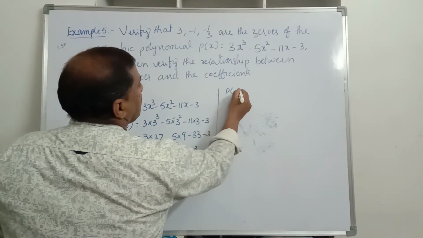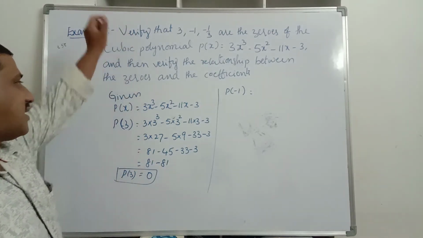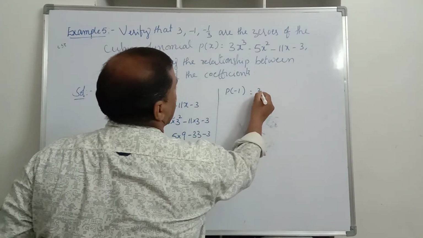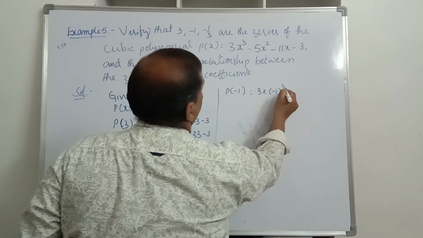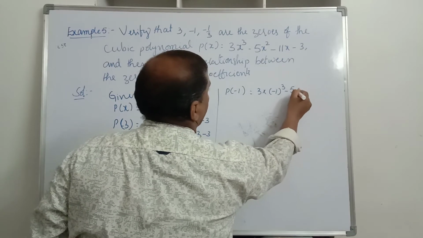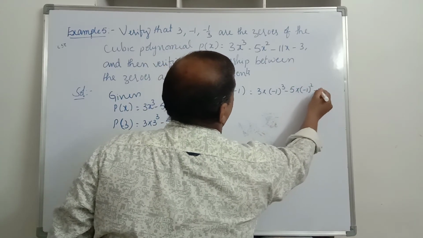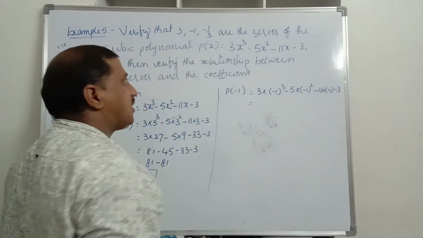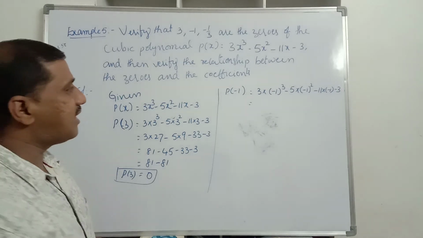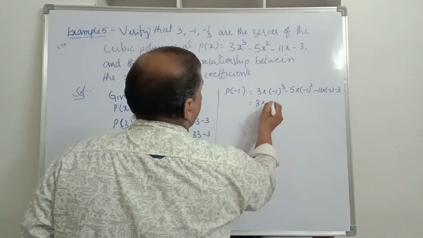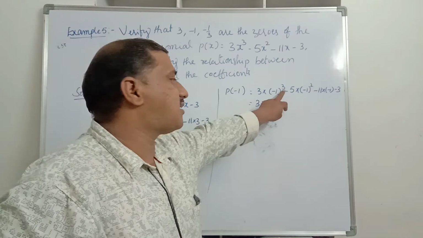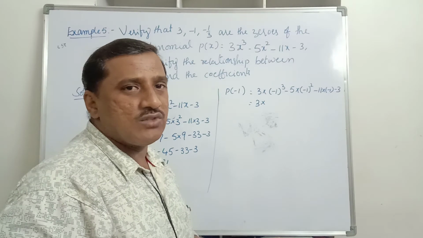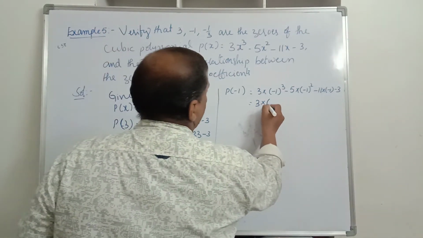That is p of minus 1 is equal to, now x equals minus 1, substitute in the given polynomial. 3 into x cube means 3 into minus 1 whole cube, minus 5 into x square means 5 into minus 1 whole square, minus 11 into minus 1 minus 3. Like this you substitute the value minus 1 in the place of x, then simplify. 3 into minus 1 whole cube. Here the power 3 is an odd number, therefore you get a negative integer. That is minus 1 into minus 1 into minus 1 will get minus 1.